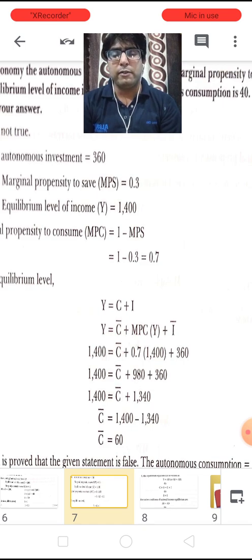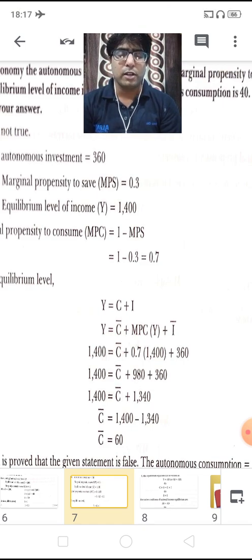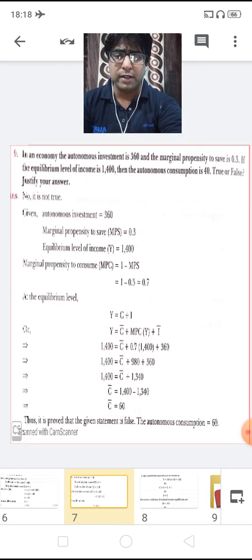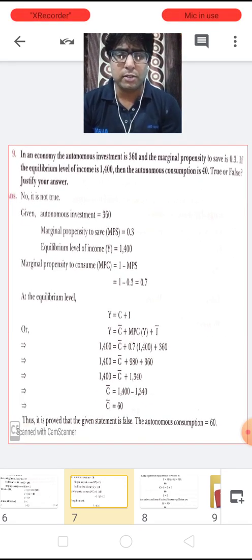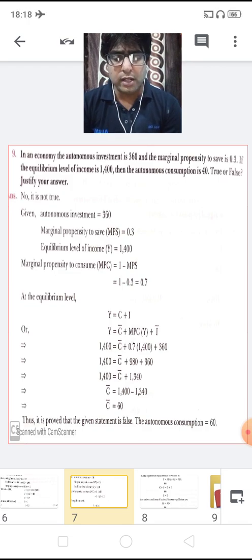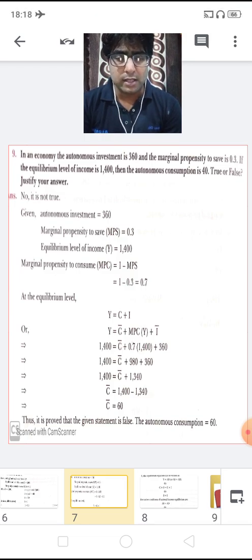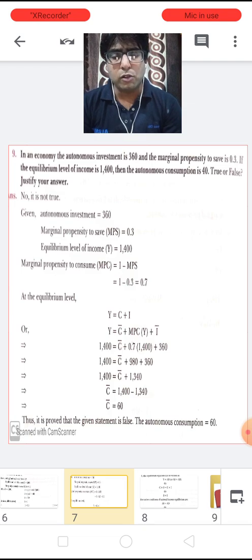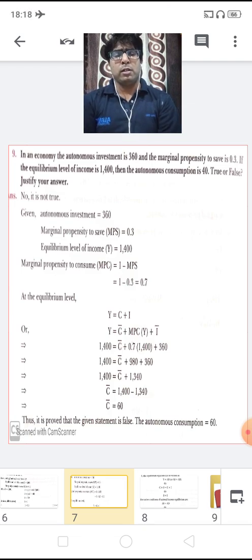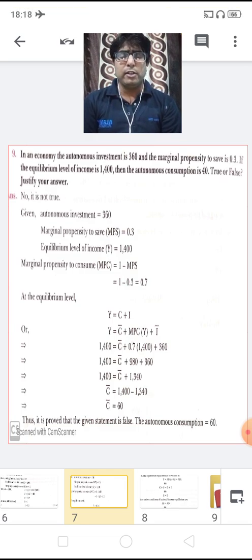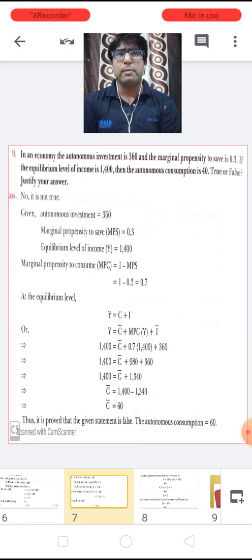So when we find out the autonomous consumption, we get 1400 minus 1340. So here the value of autonomous consumption comes as 60, whereas what we have been given is 40. So this proves that the given statement is false. The autonomous consumption is only 60, whereas in the question it is given as 40. So by this solution we can come to the conclusion that whatever values are given in the question, we need to justify them ourselves.